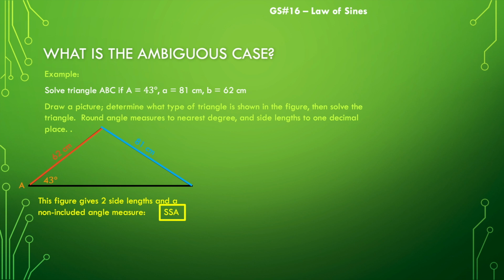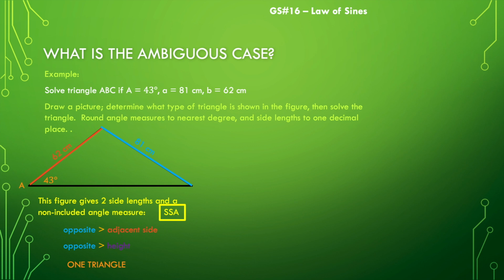So now compare that opposite side length to the adjacent side length. Notice that the opposite side is greater than the adjacent side, which means it will have to be greater than the height. If the opposite side is longer than the adjacent side, there's only one triangle that can be formed. So I'm going to go ahead and solve this just using the law of sines. I don't need to worry about anything special happening.